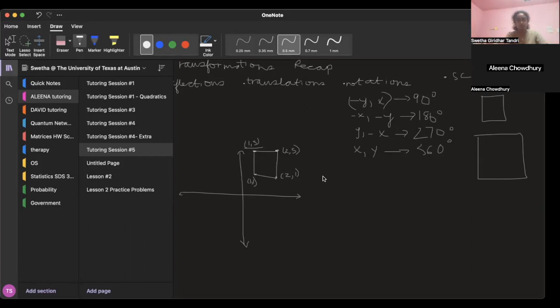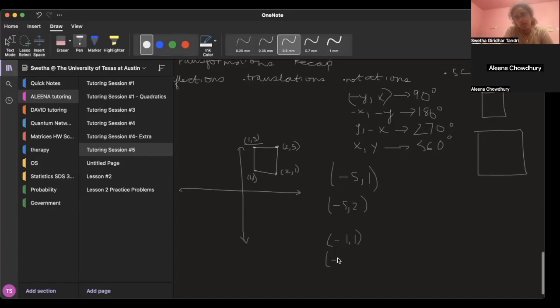It would be negative 5, 2. You'd be negative 5, 1. And then the next point would be negative 5, 2. And then the next point, this one right here, might be negative 1, 1. And then this last point might be negative 1, 2.